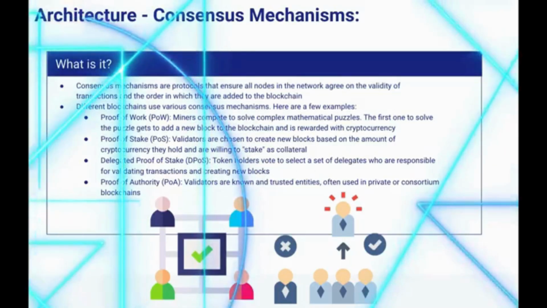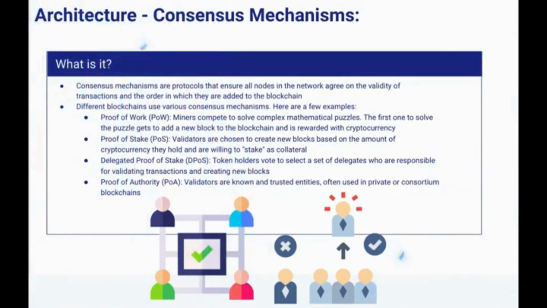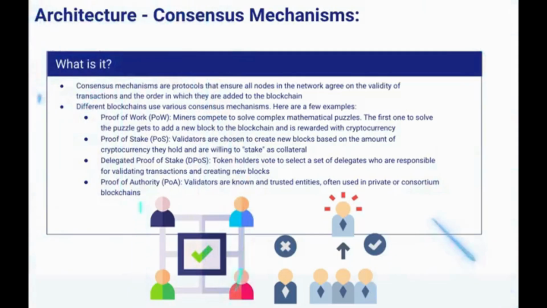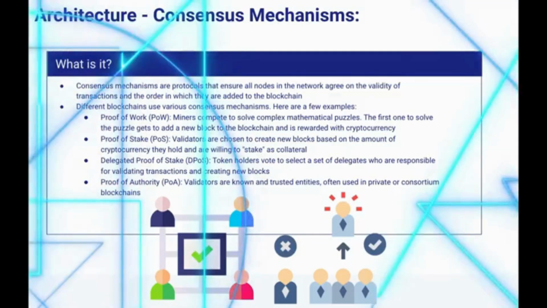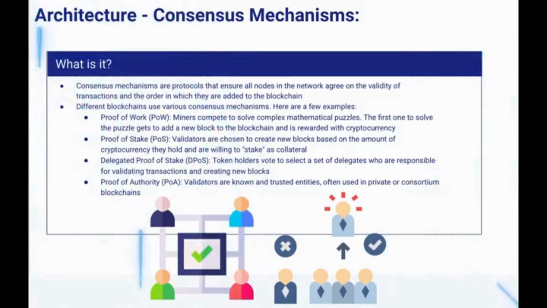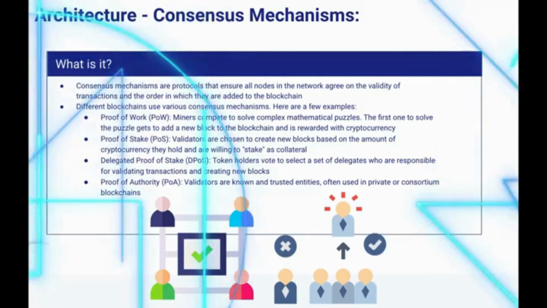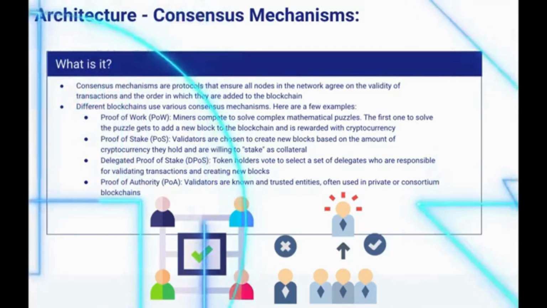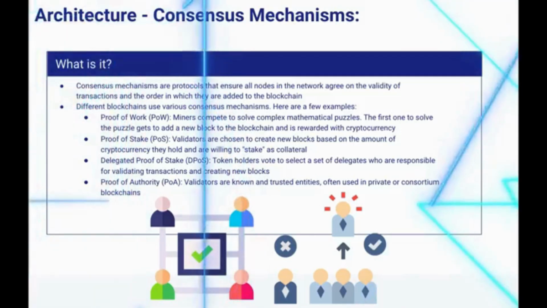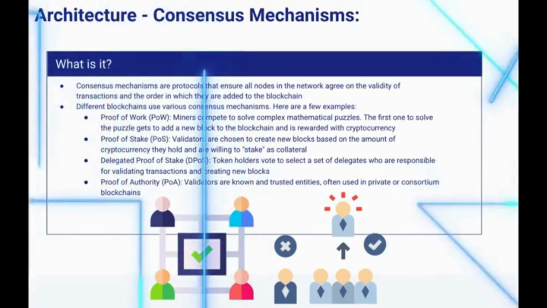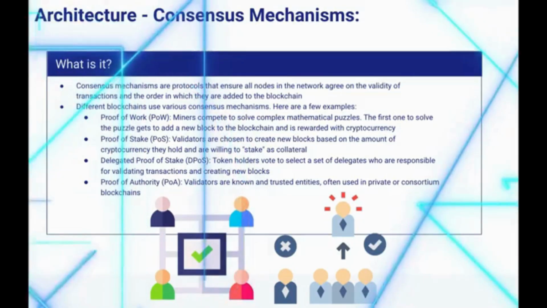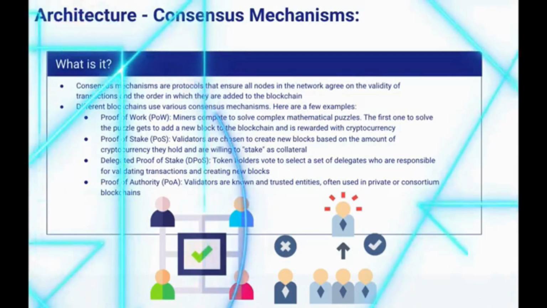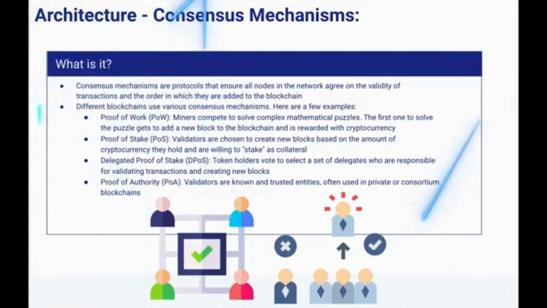Proof of stake: validators are chosen to create new blocks based on the amount of cryptocurrency they hold and are willing to stake as collateral. This is considered more energy efficient than proof of work. Delegated proof of stake: token holders vote to select a set of delegates who are responsible for validating transactions and creating new blocks. This speeds up the consensus process. Proof of authority: validators are known and trusted entities, often used in private blockchains.